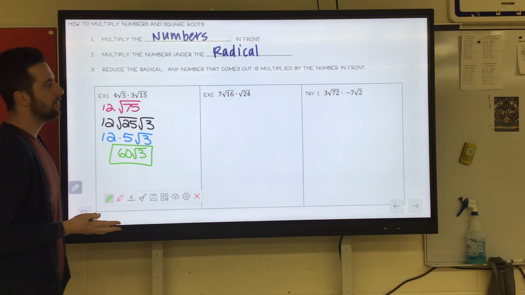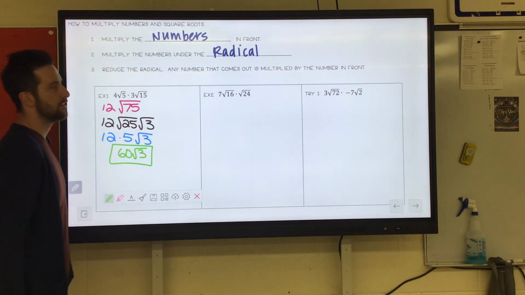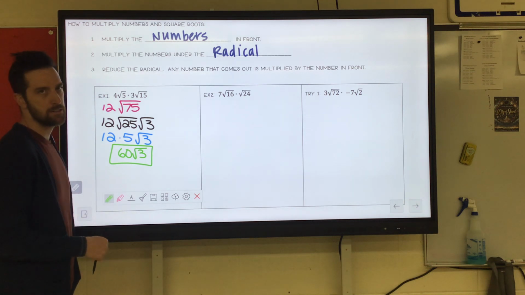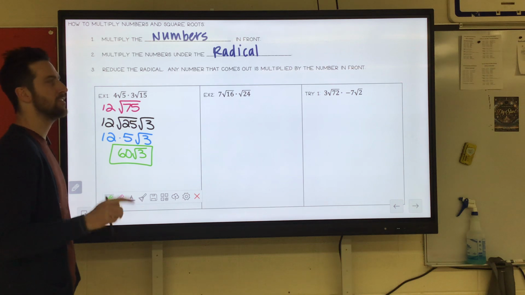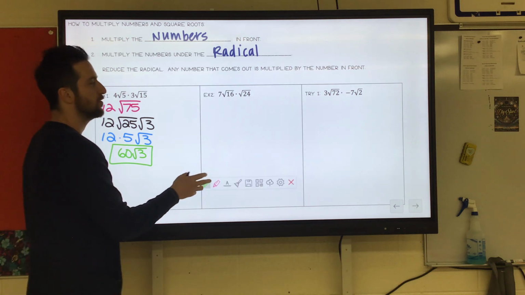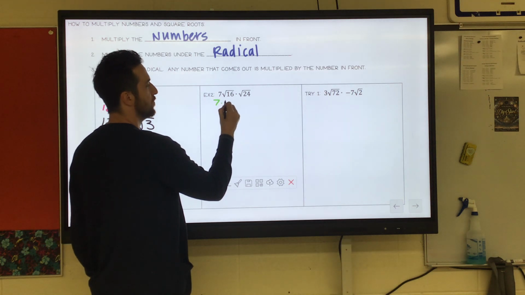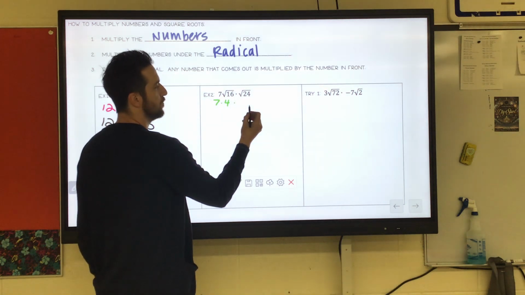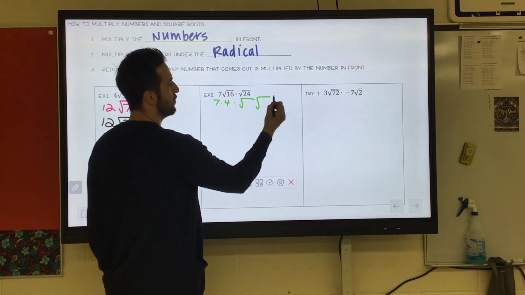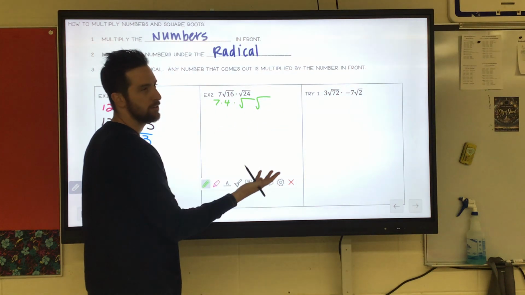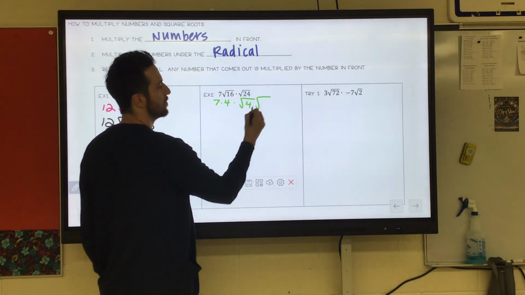Cool. All right. You look at example 2. 7 root 16 times root 24. You could totally do 16 times 24, but look for things you know. 16 is a perfect square. The square root of 16 is 4. So this is just 7 times 4 times the square root of 24. And if you want to think of what's a perfect square in 24, it would be 4 times 6.